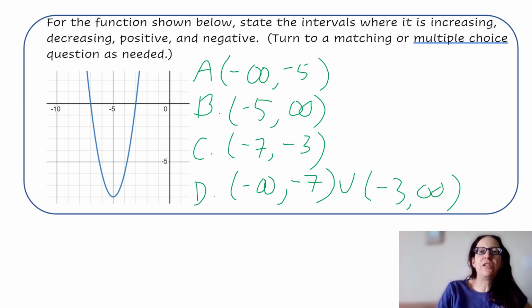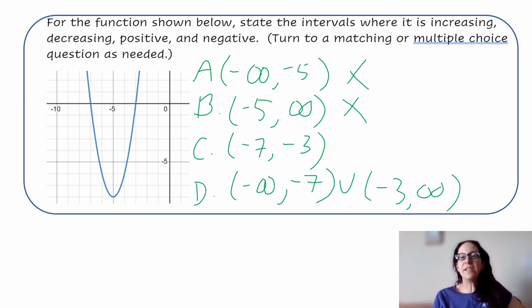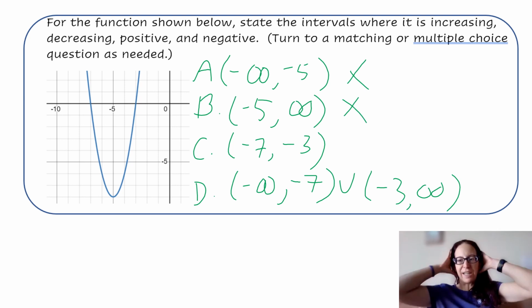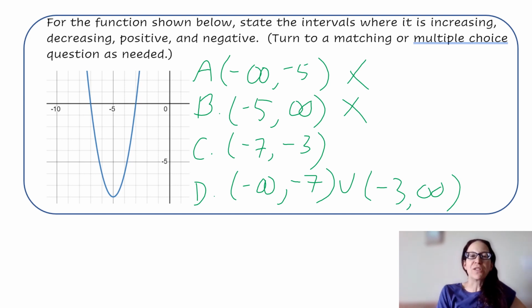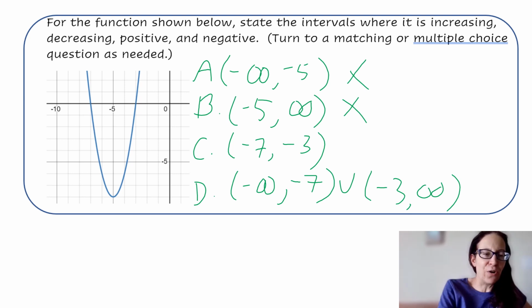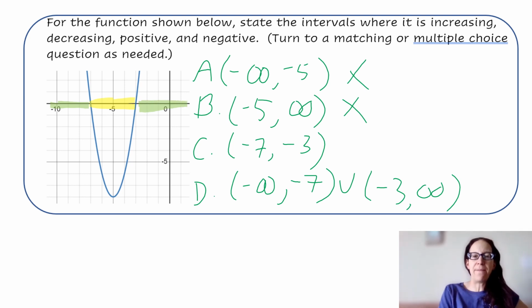Okay, now hopefully you didn't pick these ones because I just went over increasing and decreasing, and we've established that those are the intervals for increasing and decreasing. So you wouldn't pick those. So that leaves us with -7 to -3, or like the outside of that. So if you had the -7 to the -3, that would be this band right in here. And then the -infinity down to the -7 or -3 to positive infinity would be that band.